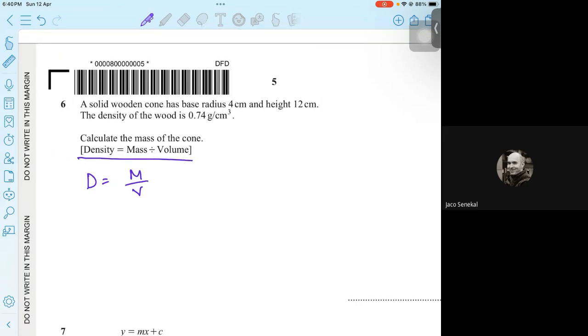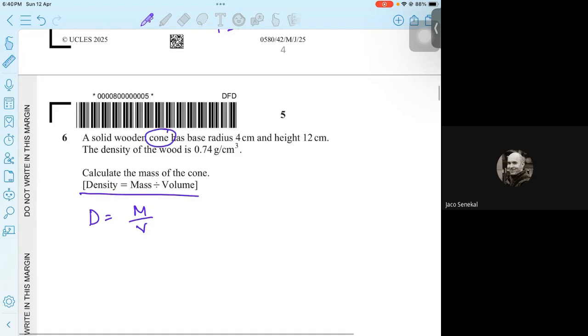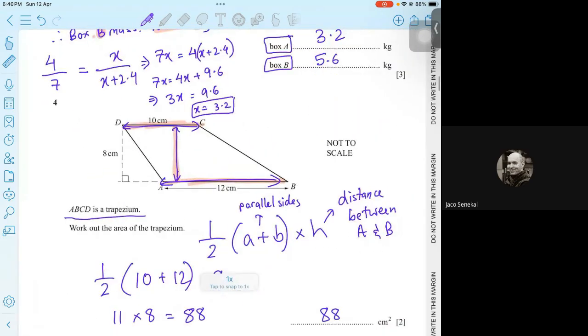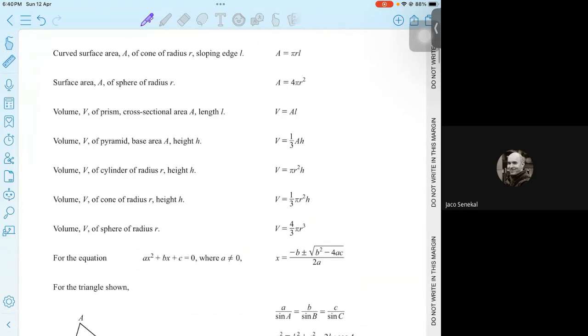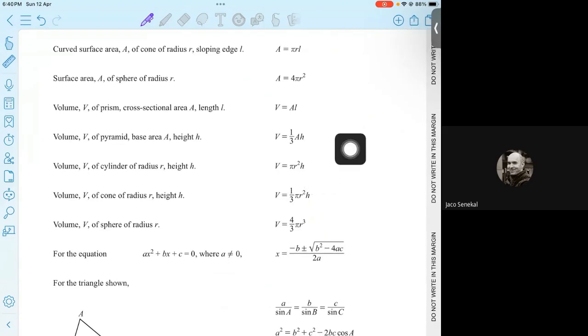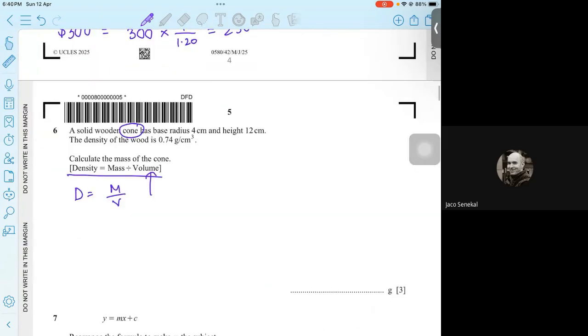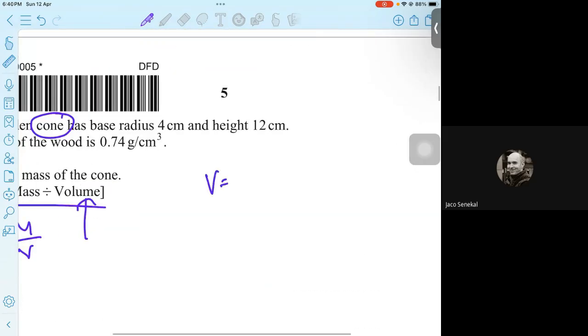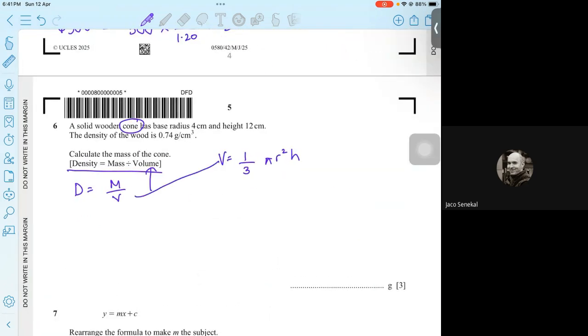The way we solve this math is we have to use the formula of a cone. Since it involves volume, we should have this formula in the table. Let's just see if you have this. You should have this somewhere. Give me a second. Yeah, it's here. You see it? So volume equals 1 by 3 pi r square into height. That's the formula for the volume. So you can plug this into here.